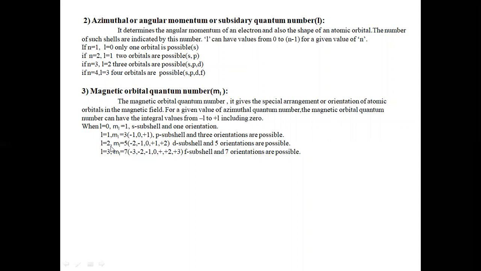If l is equal to 2, ml will be equal to 5 and the integral values may be -2, -1, 0, +1, +2, and the d subshell with 5 orientations is possible. If l is equal to 3, then ml will be equal to 7 and the integral values may be -3, -2, -1, 0, +1, +2, +3, and the possible subshell is the f subshell with 7 orientations. This is about the magnetic quantum number.